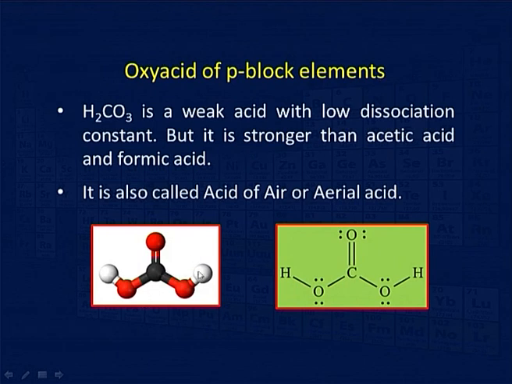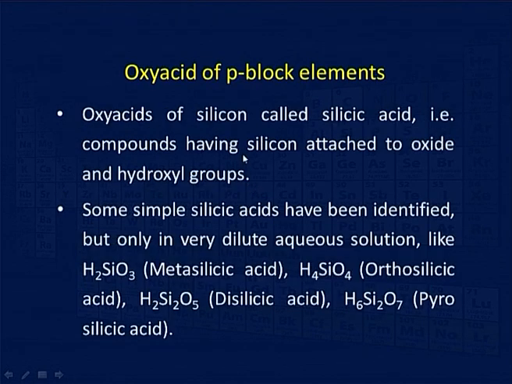This is the structure of carbonic acid. It has hydrogen, oxygen atoms, and in the center it is carbon. This is the structure and bonding for carbonic acid. The oxyacid of silicon, the next element to carbon, is called silicic acid. These are compounds having silicon attached to oxide and hydroxyl groups. Some simple silicic acids have been identified, but only in very dilute aqueous solution, like metasilicic acid H2SiO3, orthosilicic acid H4SiO4, disilicic acid H2Si2O5 and pyrosilicic acid H6Si2O7. So, these are the oxyacids of silicon.